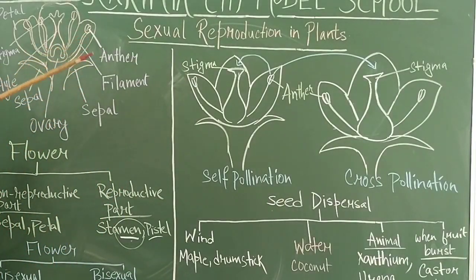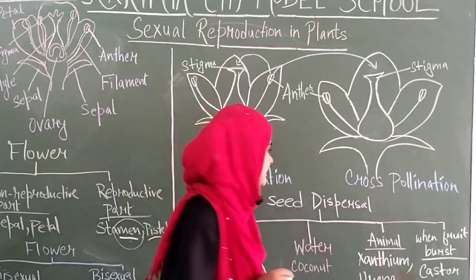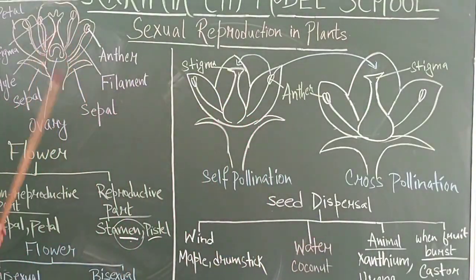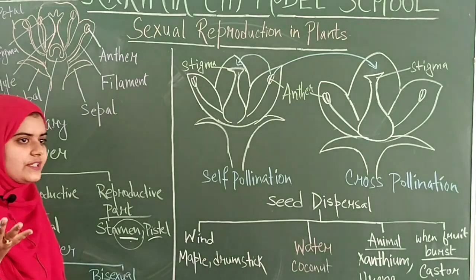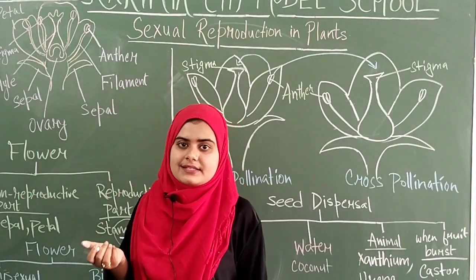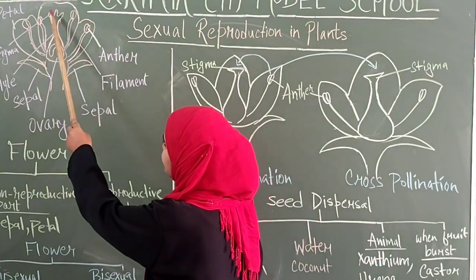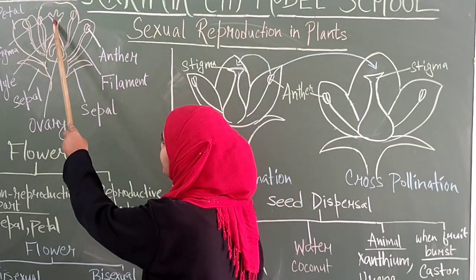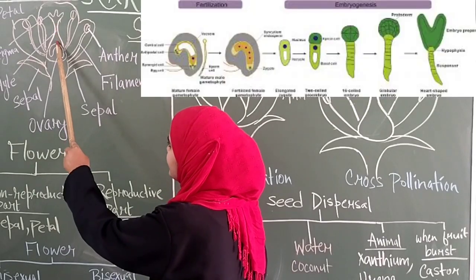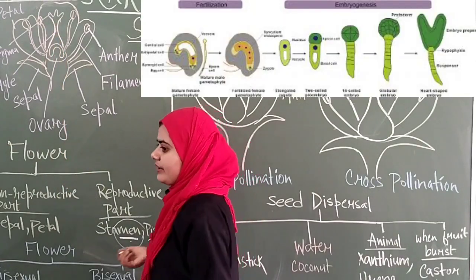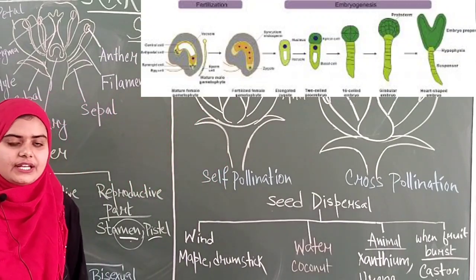Now anther and filament. Okay, so the anther contains the male reproductive cells, that is pollen grains. And this stigma is very sticky in nature, so that it can stick the pollen grains. Then from the sticky stigma it will come down to the style, and from the style it will come down to the ovary, where fertilization will happen.